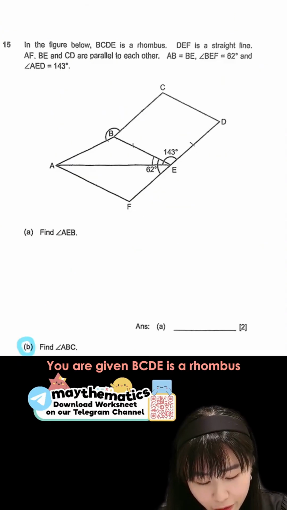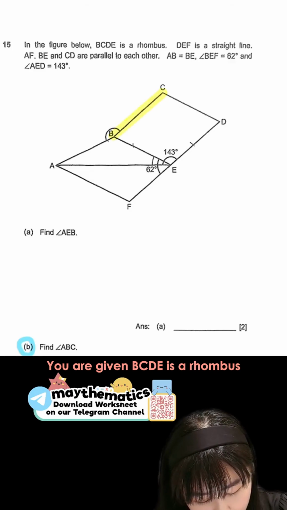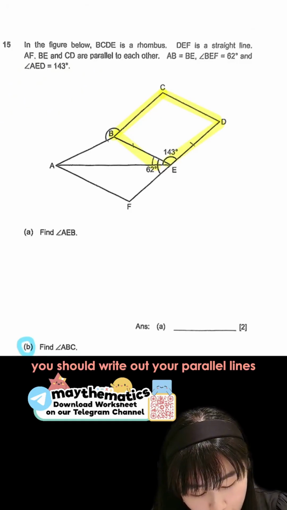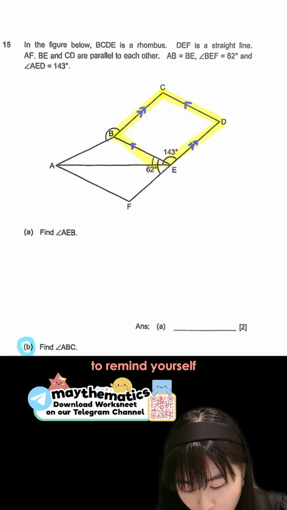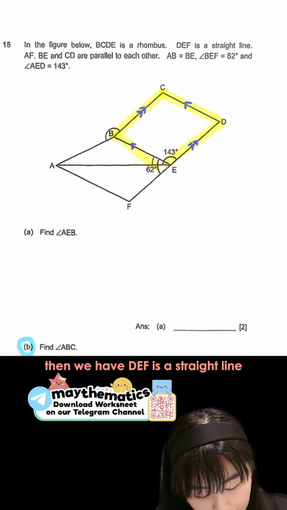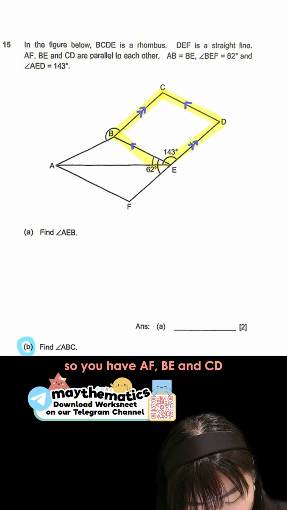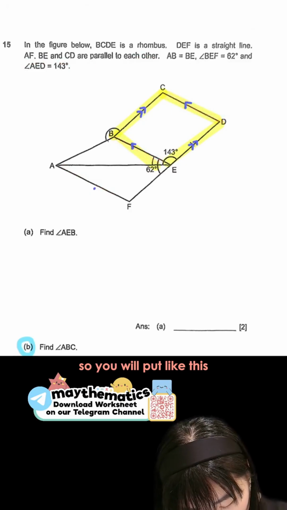Okay, you are given BCDE is a rhombus. Once you are given a rhombus, what you should do is write out your parallel lines like this, to remind yourself. Then we have DEF is a straight line. AF, BE, CD are parallel to one another. So you have AF, BE, and CD, they are all parallel. So you will put like this.